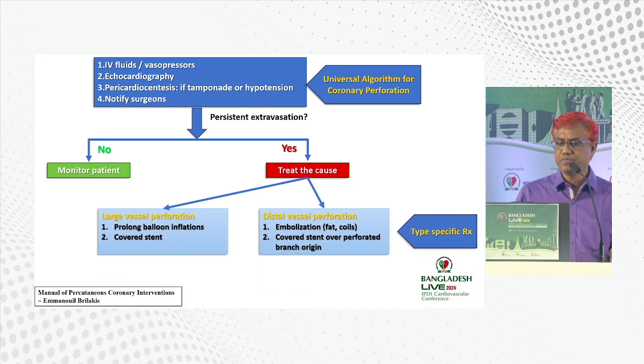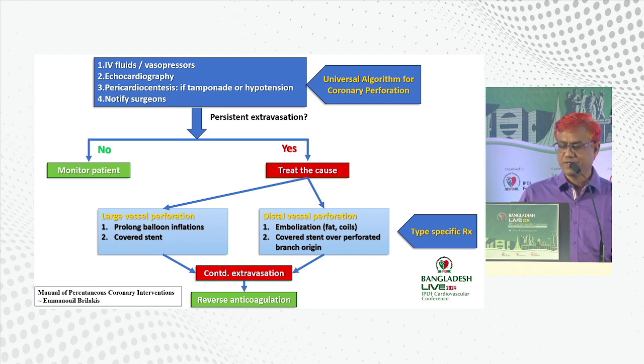If not improved, then treat the cause, that is large vessel perforation. Prolonged balloon inflation is the first strategy, and then we follow with a cover stent. If distal vessel perforation, embolization and cover stent may be used. If continued extravasation, try to reverse the anticoagulant. If failed, then call for surgery.